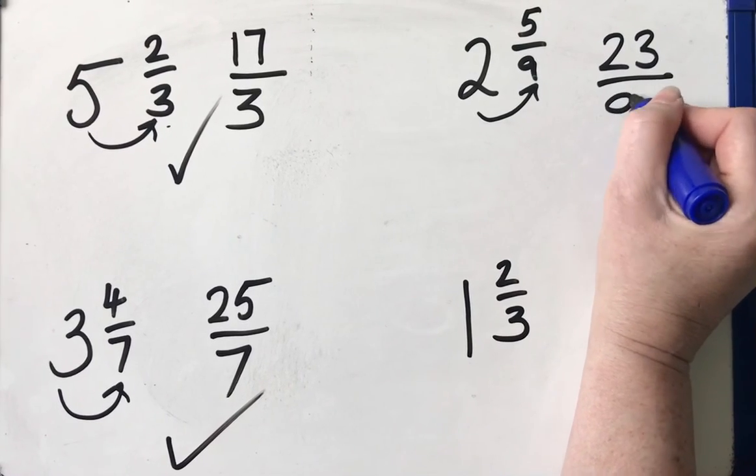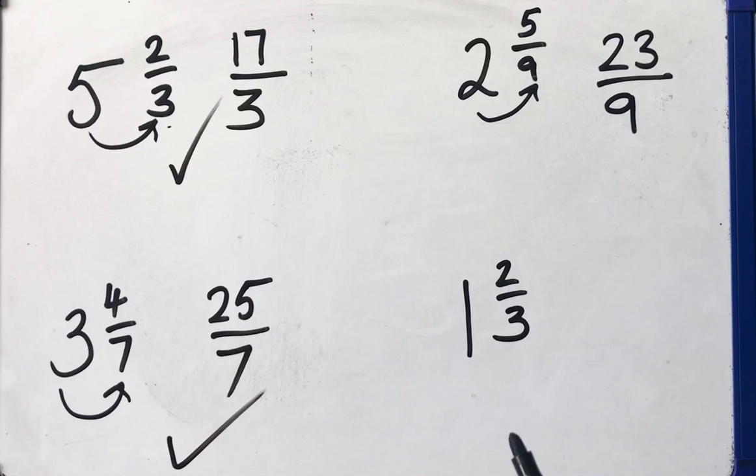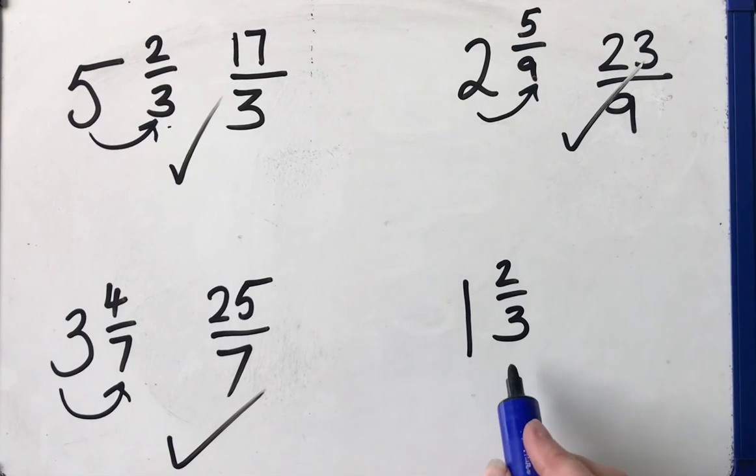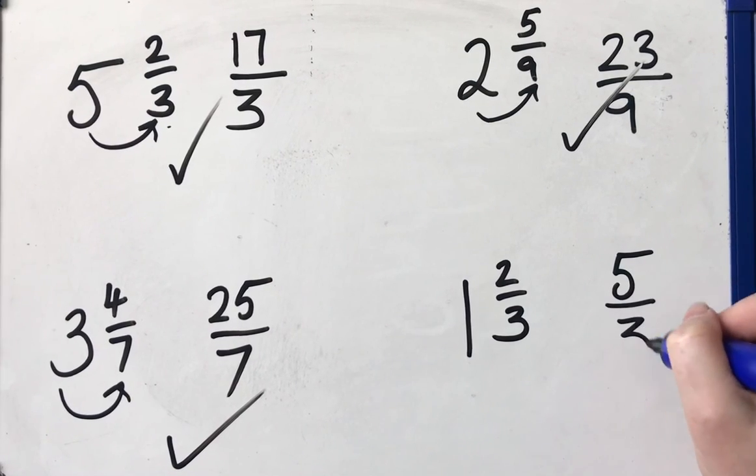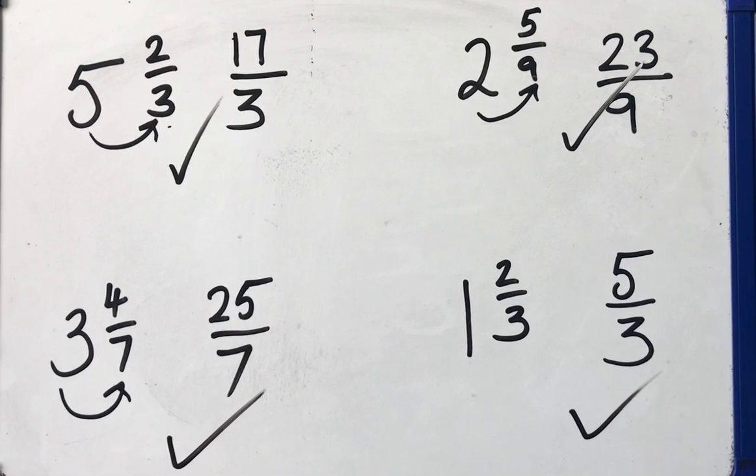Do apologise. So 2 9s are 18. 18 plus 5 is 23 over 9. And finally, 1 times 3 is 3. 3 plus 2 is 5 thirds. And there we are. So if you got those right, that's brilliant. Well done. You should be proud of yourselves.